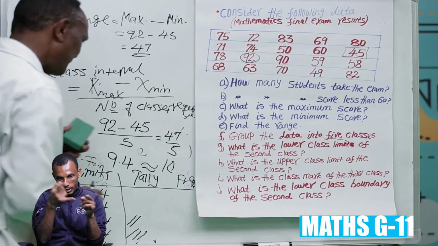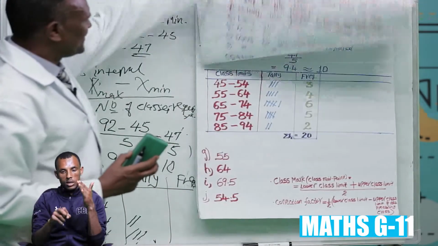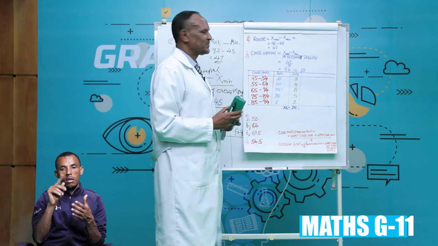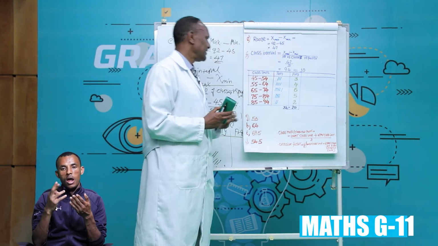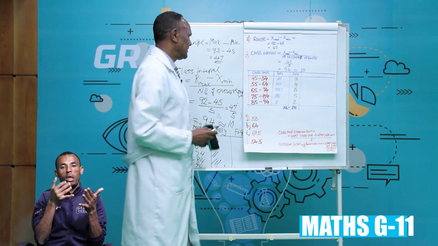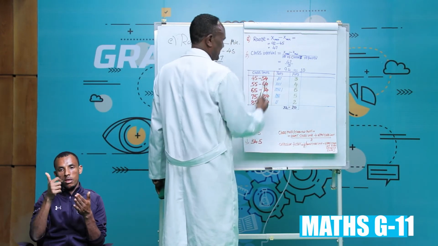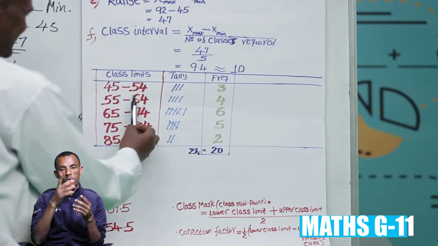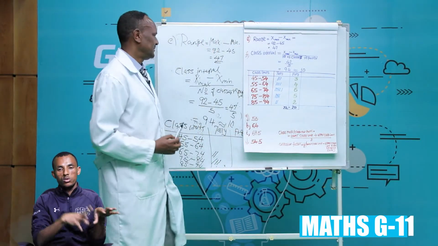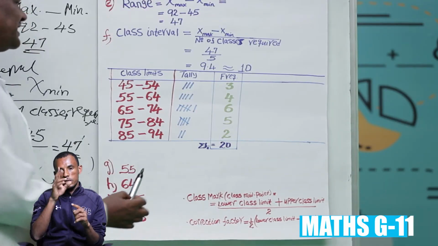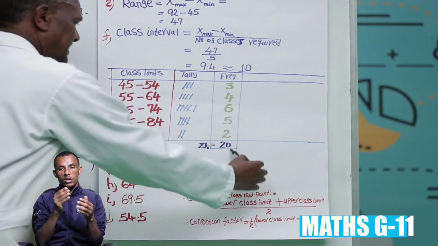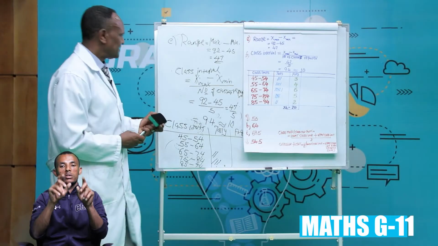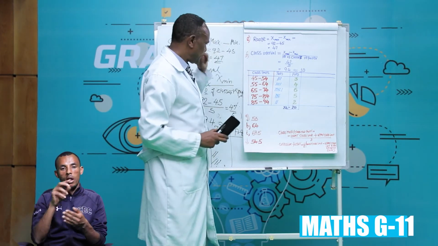The same technique will be applied, and you will get a result as follows. When you complete your data and the tally marks, you will get this. These are the strokes which show where the marks of the students are found. When you count the tallies, you have 3. What does it mean? In the first class, there are 3 students. From 55 to 64, the second class, there are 4 students. In the fourth class, from 75 to 84, there are 5 students. When these frequencies are added up, you get 20, the number of students who took the examination.